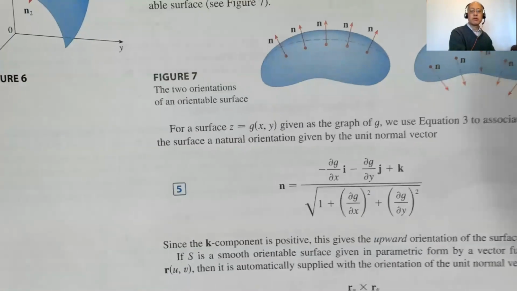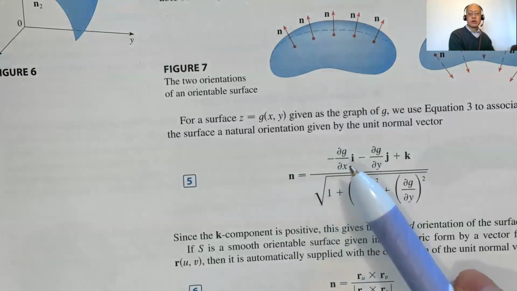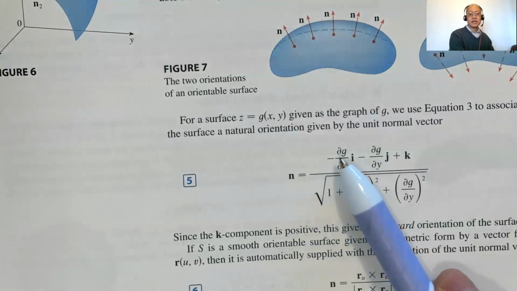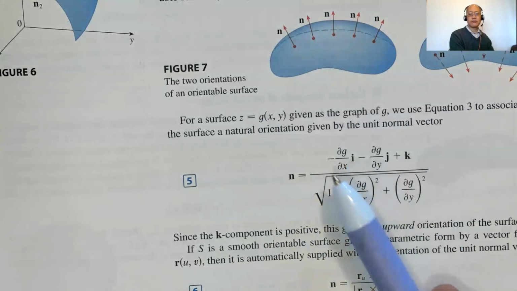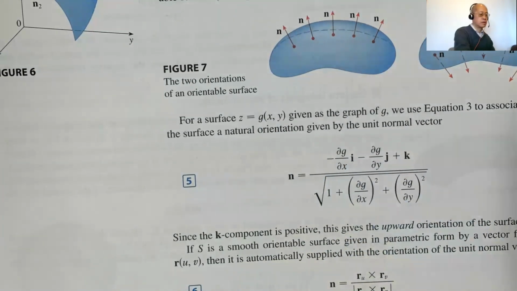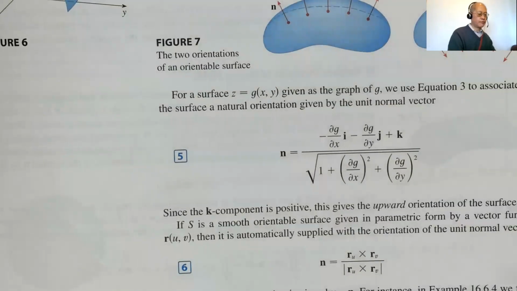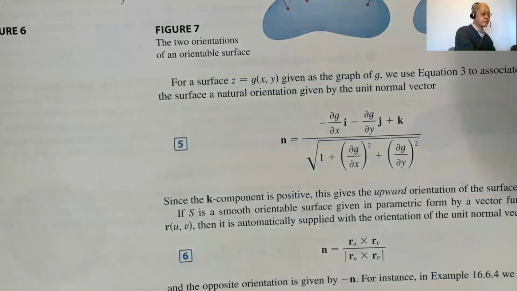To get a unit normal vector, we have this. If you want to go at g, g is the same as z. You could have just said negative z sub x i minus z sub y j plus k over the square root of that thing squared plus that thing squared plus that thing squared. Okay, so we have that. We also have this form for unit normal vector, r_u cross r_v divided by its magnitude.